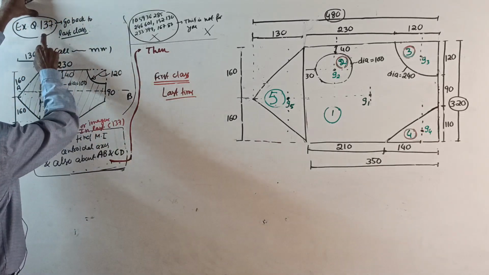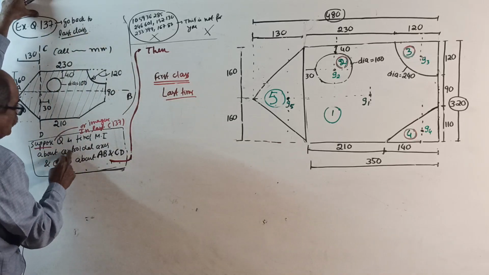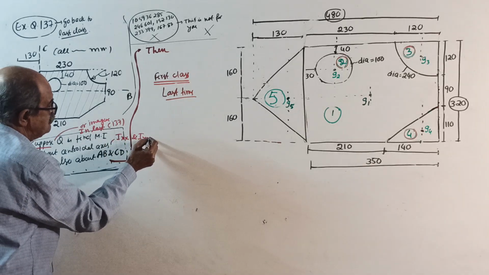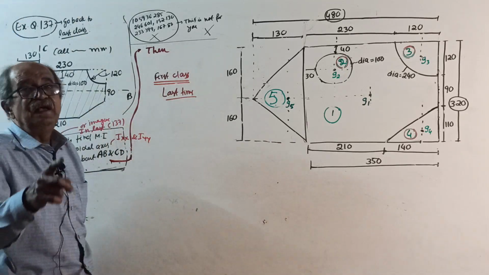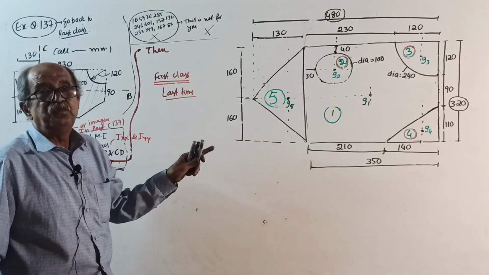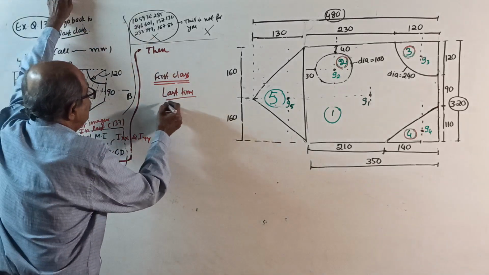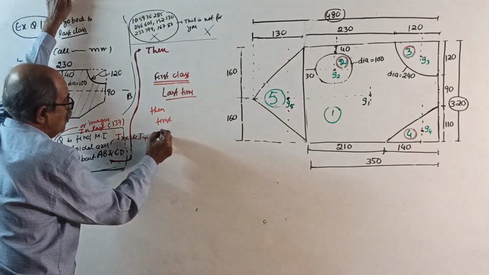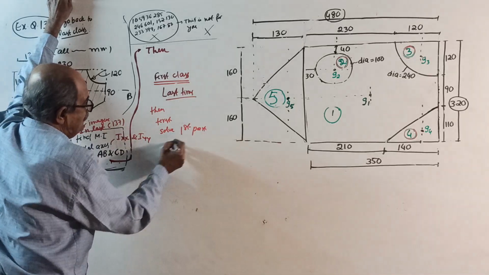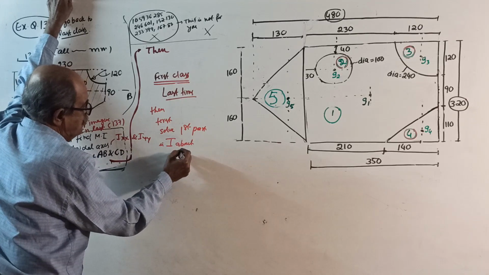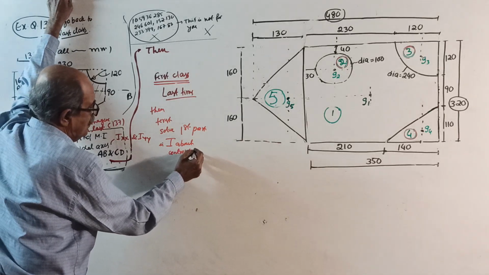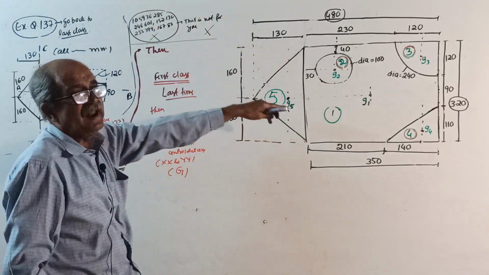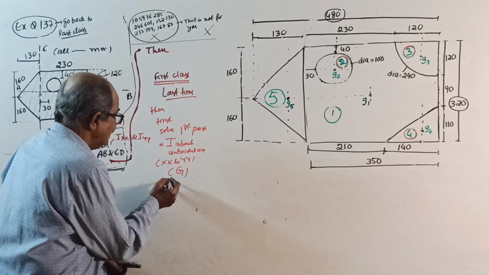But by chance, if in the last class question they asked you to find the moment of inertia about the centroidal axis, which means I about XX and I about YY, and also about AB and CD in a single question, then what you do is first solve the first part, that is I about the centroidal axis, XX and YY passing through centroid G for the entire lamina, which we have already done.